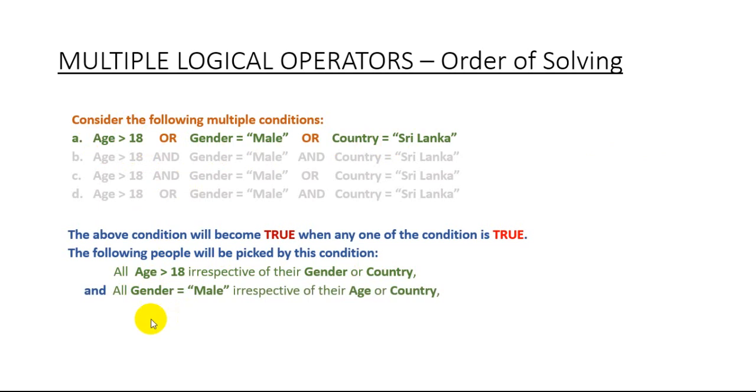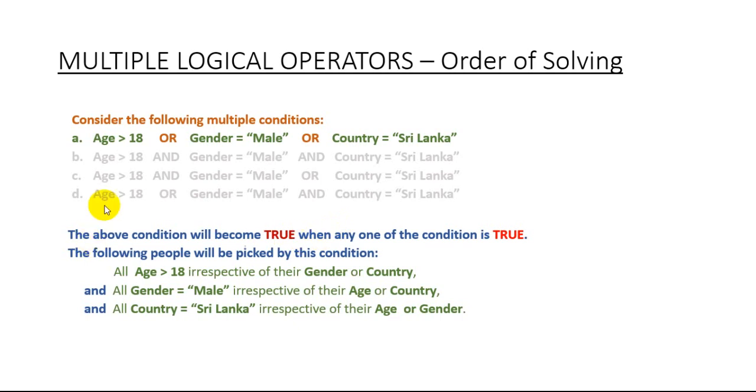Not only that, it will also pick all the males, irrespective of their ages and their countries. And it will also pick all the Sri Lankans, irrespective of their age and gender. So, in other words, if this is true, or this is true, or this is true, or all of them are true, or one of the two is true, it doesn't matter which one, as long as any one of them is true, it will pick that person. So we are saying get everybody who is over 18, and also get everybody who is male, and also get everybody who is Sri Lankan.